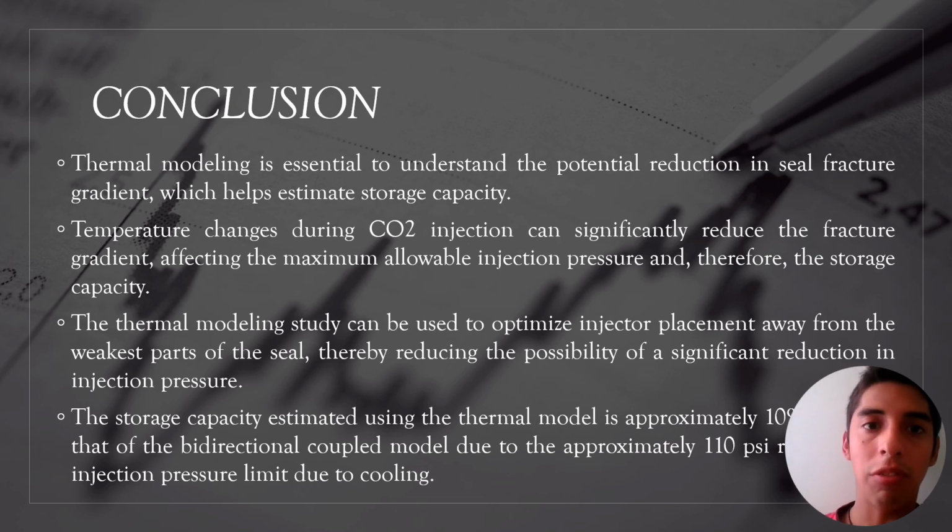For example, in thermal modeling, it's essential to understand the potential reduction in seal fracture gradient and storage capacity estimated using the thermal model. In this case study it is approximately 10% lower than the bidirectional coupled model, due to approximately 110 psi of injection pressure limit reduction due to cooling.